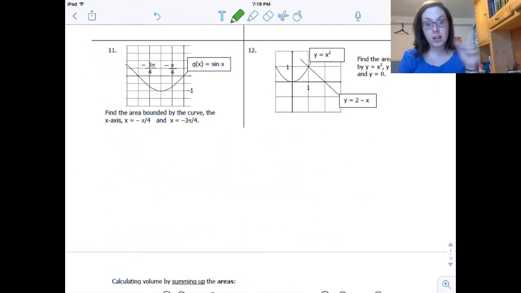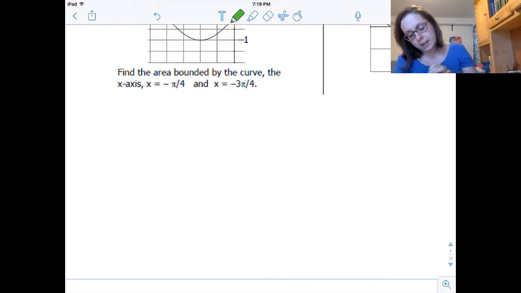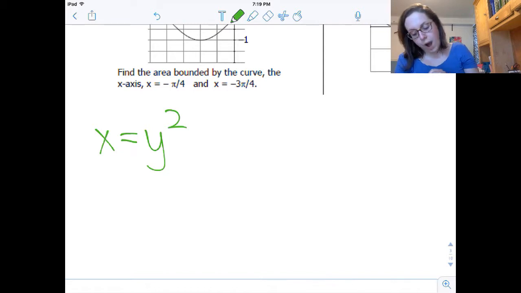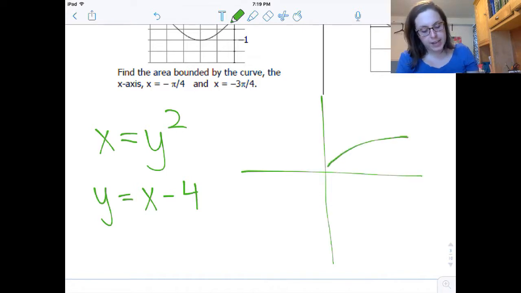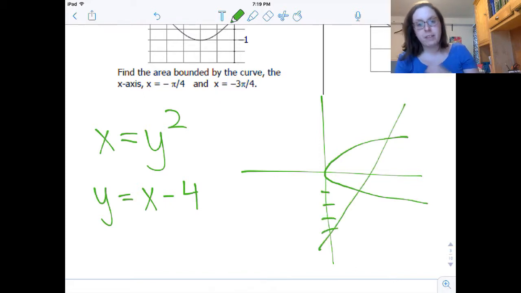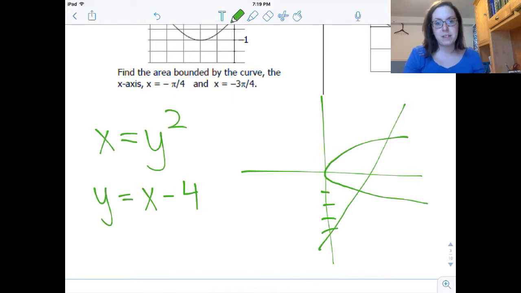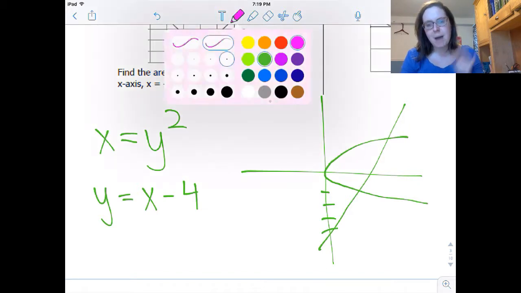I'm going to draw us one more because I want to be able to do one of these problems. So let's say I want to find the area between x equals y squared and y equals x minus 4. Okay, so x equals y squared is going to look like that. y equals x minus 4 is going to cross at 4 and go up like that. So now we need to think about this a little bit more carefully, because if I try to do top minus bottom here, look what happens.